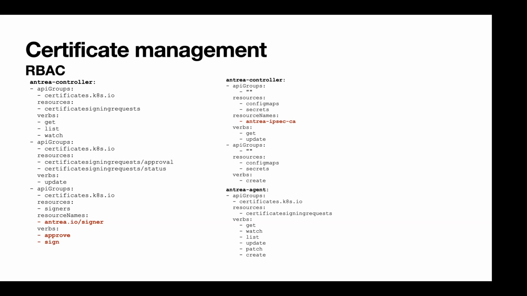And also, as Antrea controller needs to save its root CA and private key in the secret, we need to allow Antrea controller to create secrets and also update the secret with name antrea-ipsec-ca. Yeah, and for Antrea agent, we need to allow it to create and modify the certificate signing requests. Yeah, that's for the RBAC.